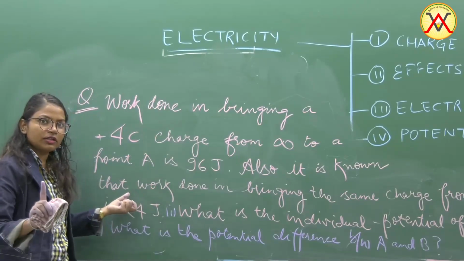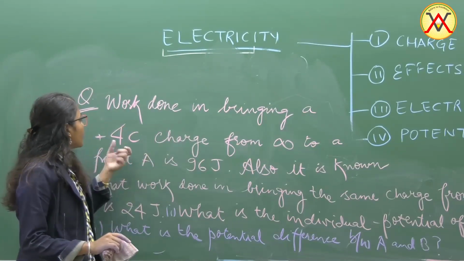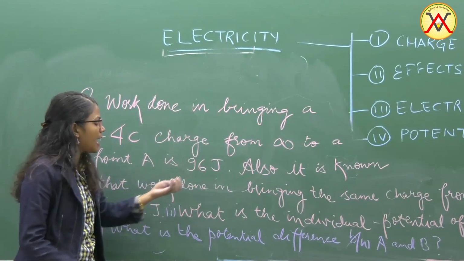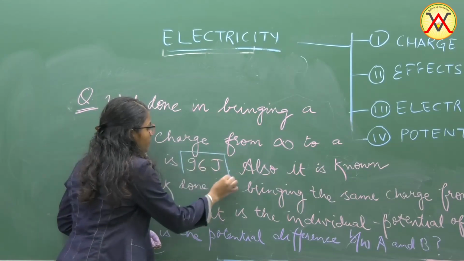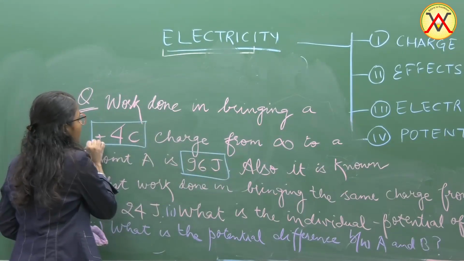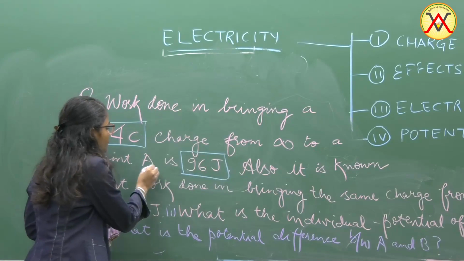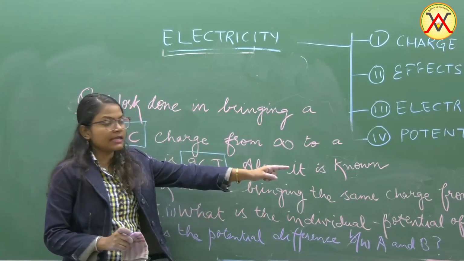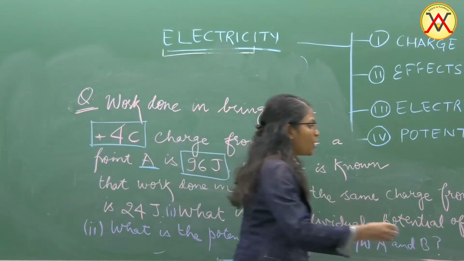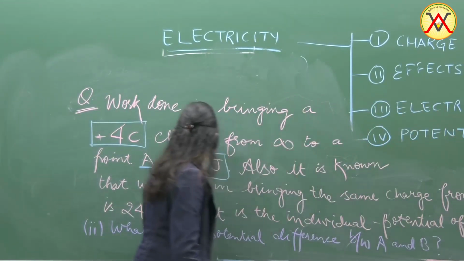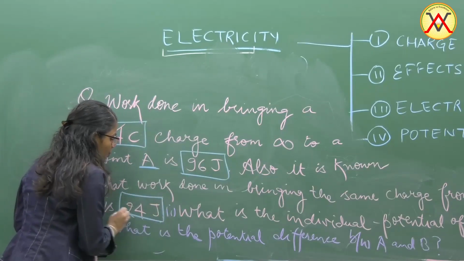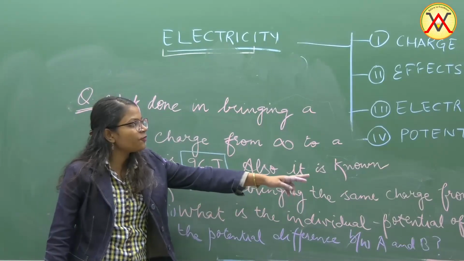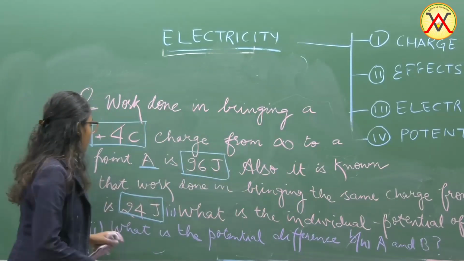Everything is given in the question. Work done in bringing a plus 4 coulomb charge from infinity to a point A is 96 joules. Which charge are we bringing? Plus 4 coulomb to point A, remember. Also, it is known that the work done in bringing the same charge from infinity to point B is 24 joules.